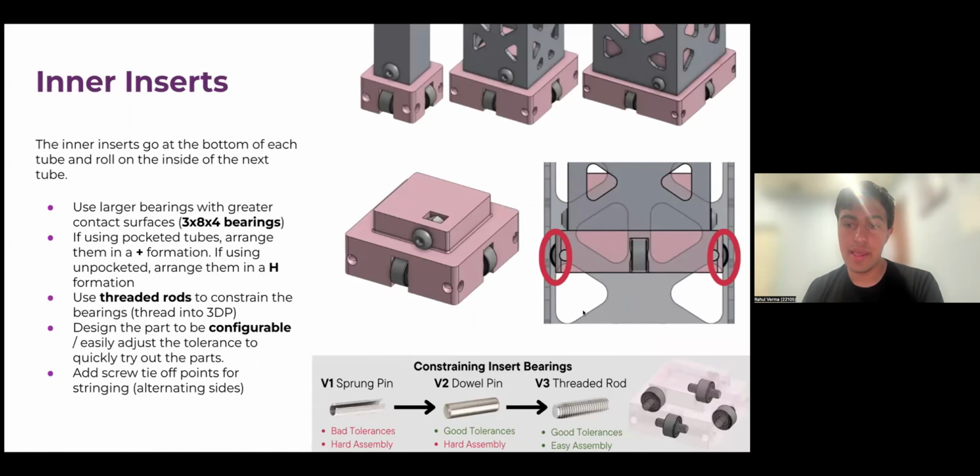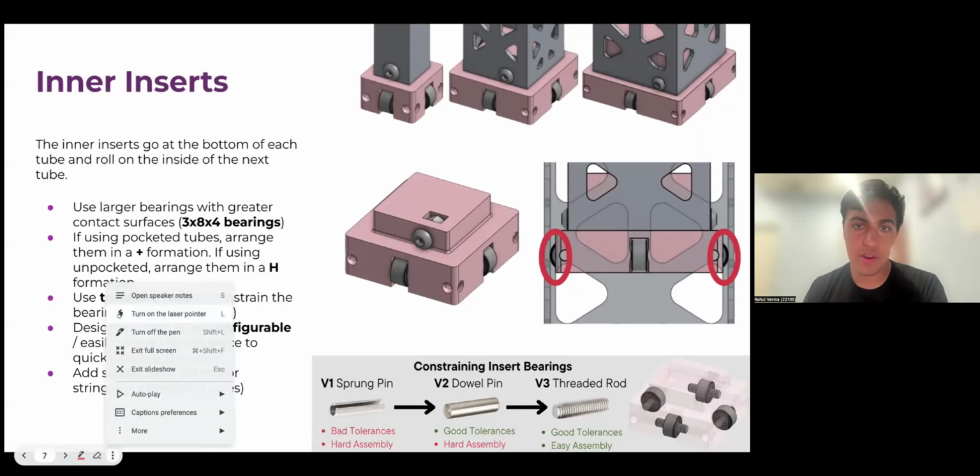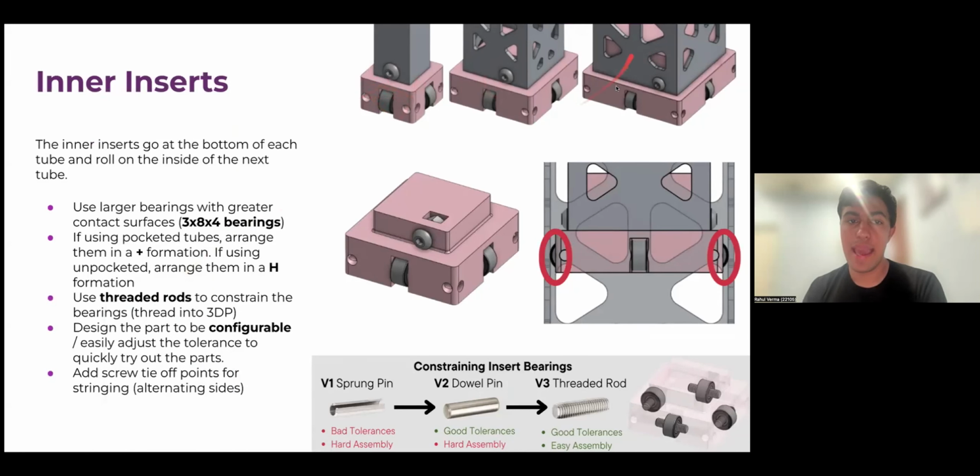The inner inserts go at the bottom of each tube like this, and they have bearings on all four sides, which contact the tube that it's inside of, or the tube that's on the outside of it, to ensure that it's completely rigid. Some notes about the inner inserts: we use fully 3D printed inserts. I would print them with high walls, high infill. If you can use a stronger material, that's also beneficial.